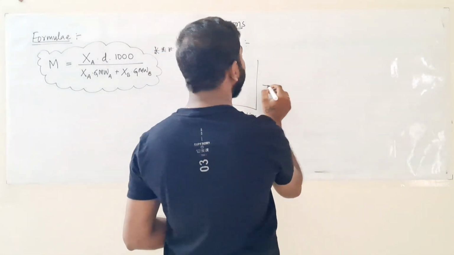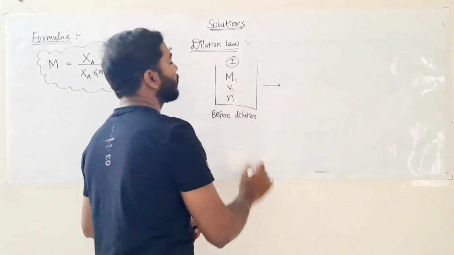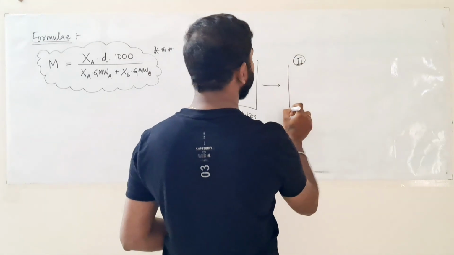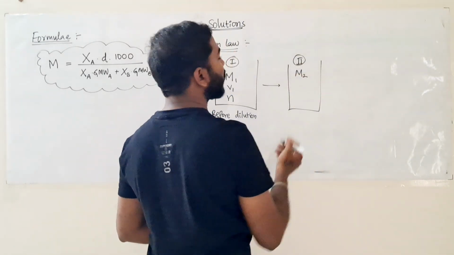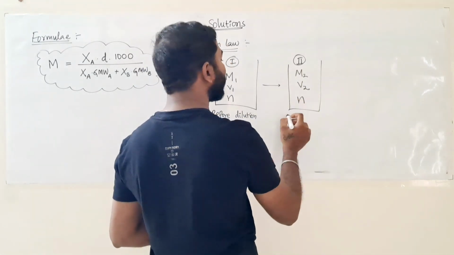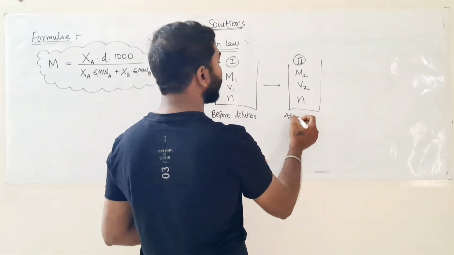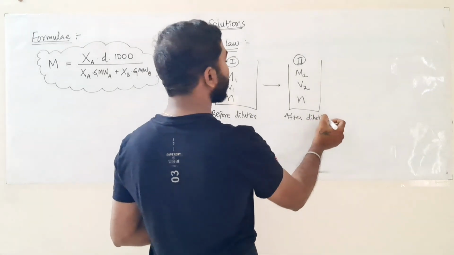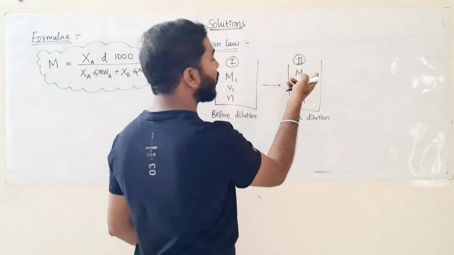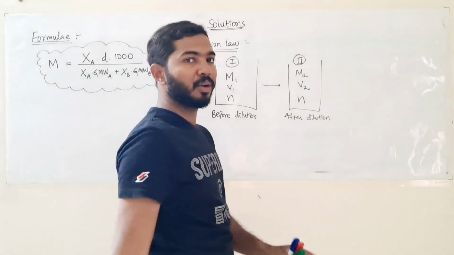We have V1 and the number of moles is N, suppose. After dilution, the molarity changes to M2, and the volume changes to V2, but the number of moles will not change even upon dilution. That is very important. So what physical parameters change here? Molarity changes from M1 to M2, volume changes from V1 to V2, but the number of moles remains the same.